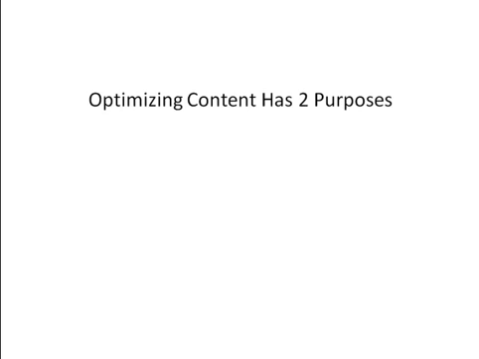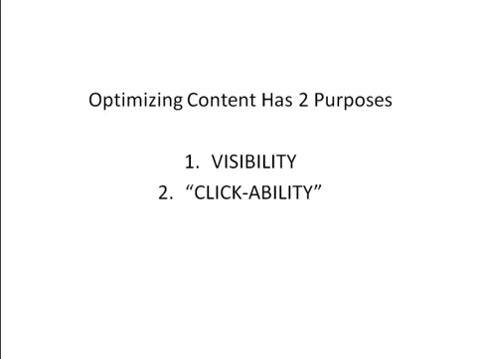Optimizing content for your website actually has two purposes. One is for visibility, and two is for clickability. Visibility is for the benefit of the search engines, and clickability is for the benefit of those searching.